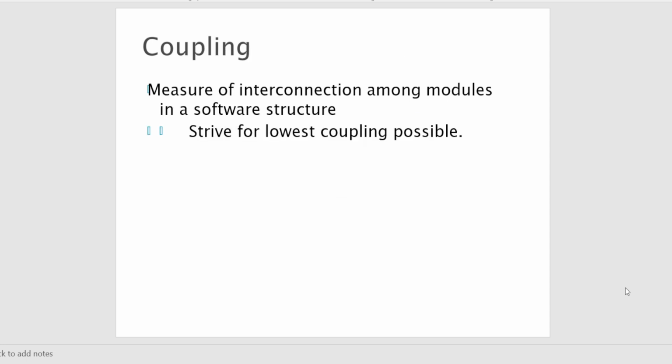Now coming to coupling, which is the measure of interconnection among modules in a software structure. Software generally strives for the lowest coupling possible. You cannot say that you will have no coupling, a totally decoupled system, because nothing can work in isolation. So coupling is needed, but there should be the lowest level of coupling, right?